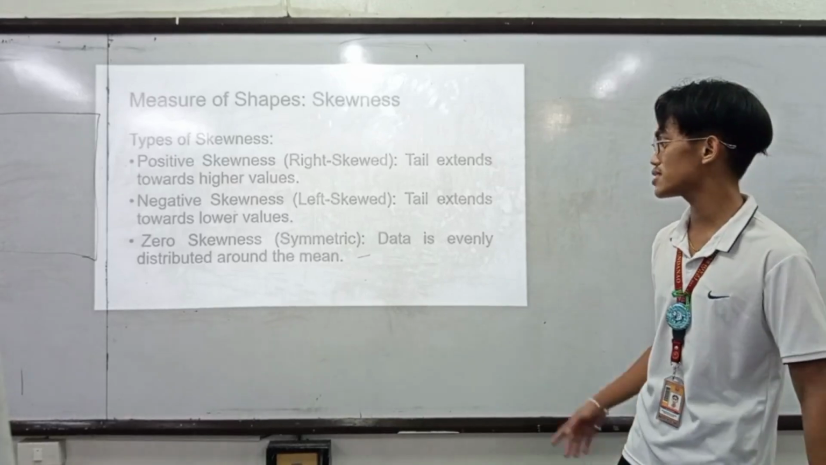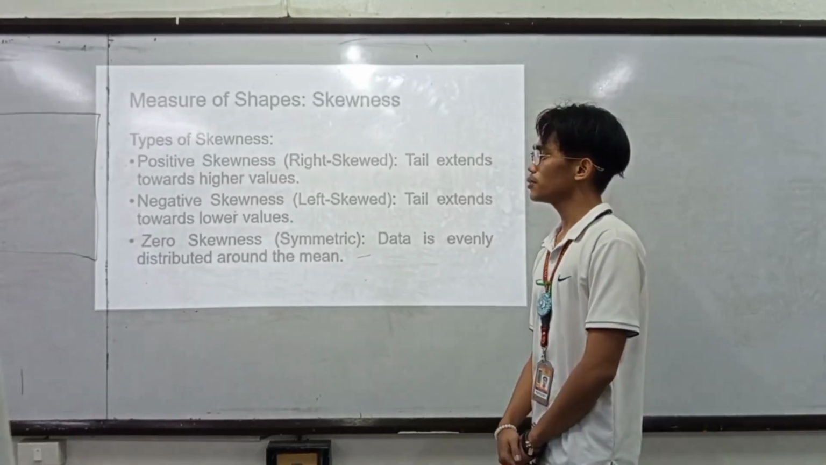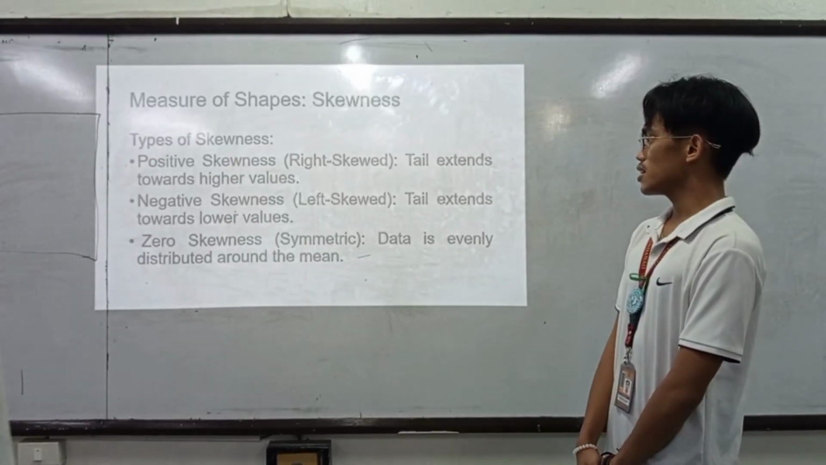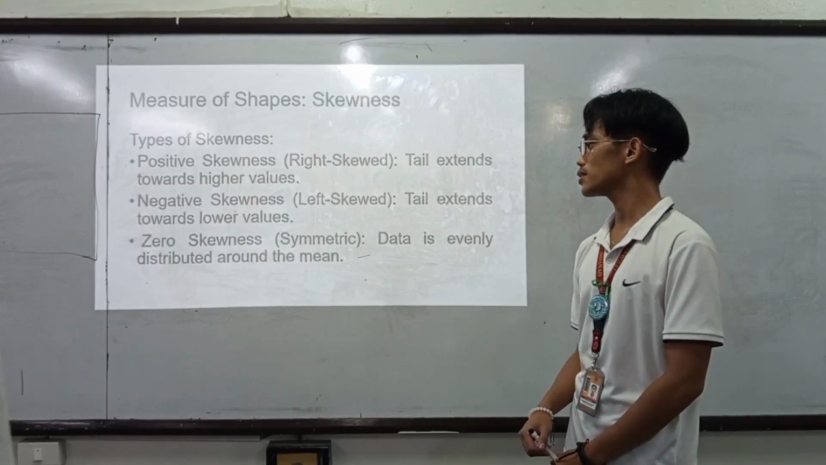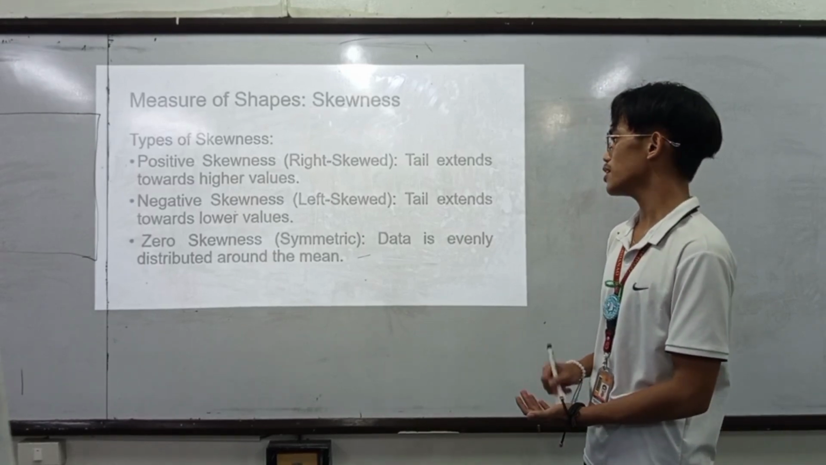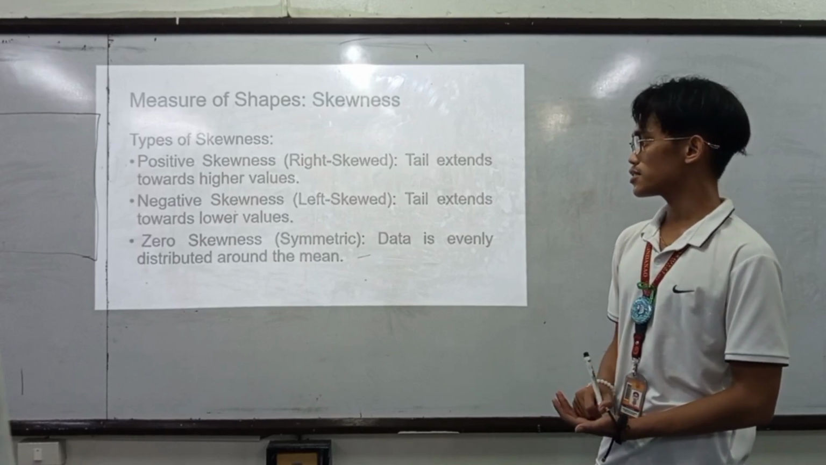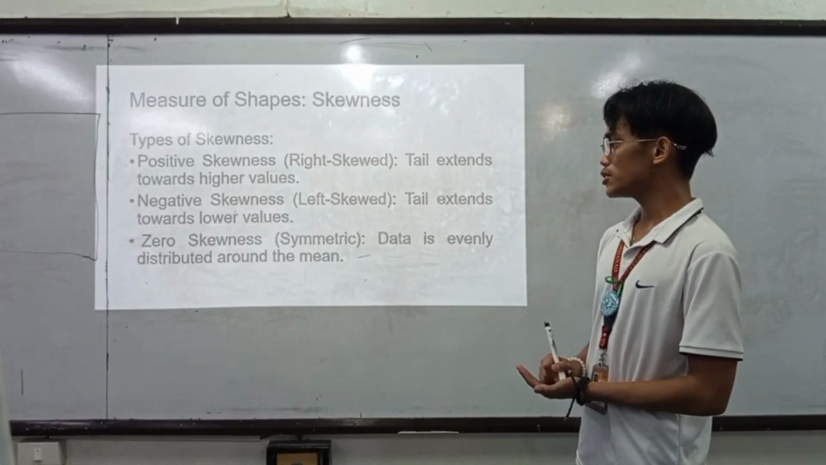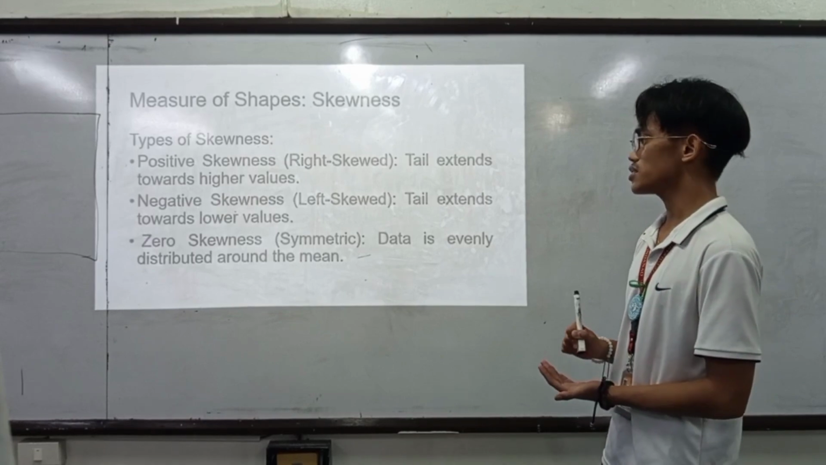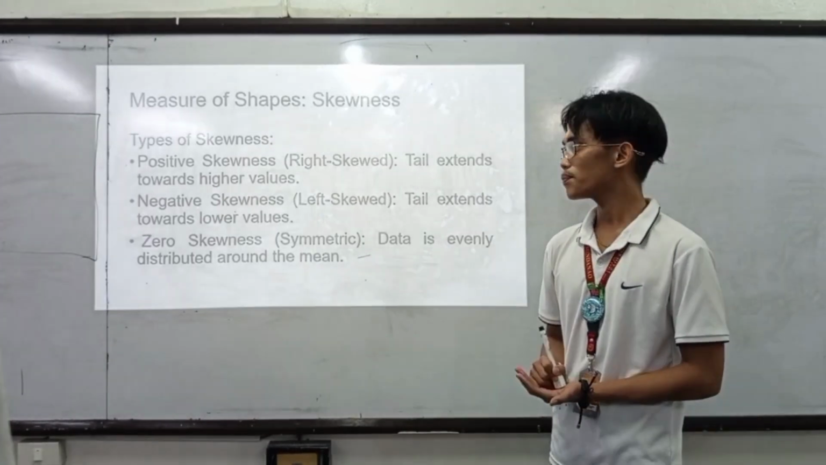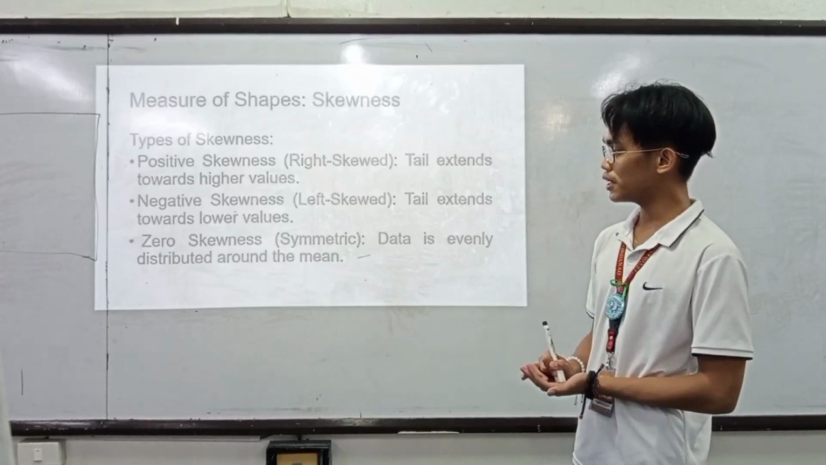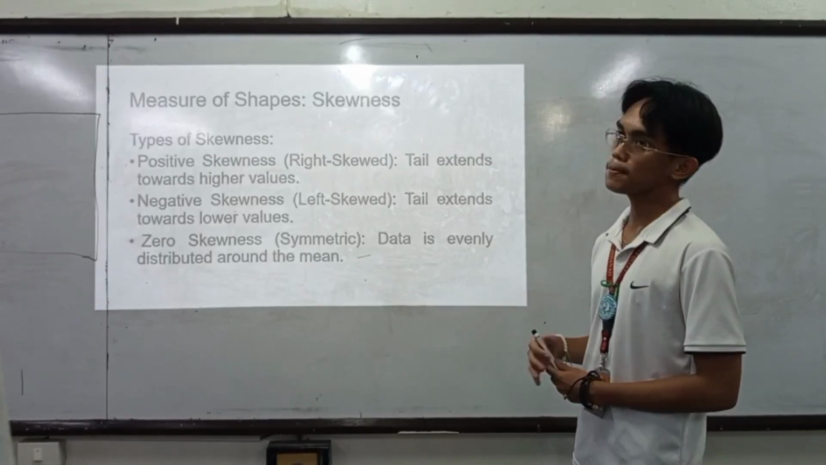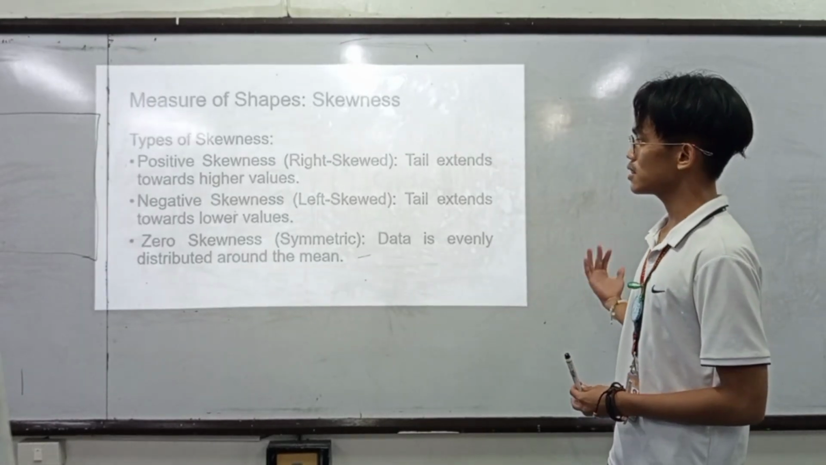There are three types of skewness, mainly positive skewness or right skew, negative skewness or left skew, and zero skewness or symmetry. So first, let's talk about positive skewness. It extends towards higher values. Next, negative skewness or left skew. Tail extends towards lower values. And lastly, zero skewness or symmetric data is evenly distributed around the mean. So to further explain the types of skewness, let me explain to you in the next slides.